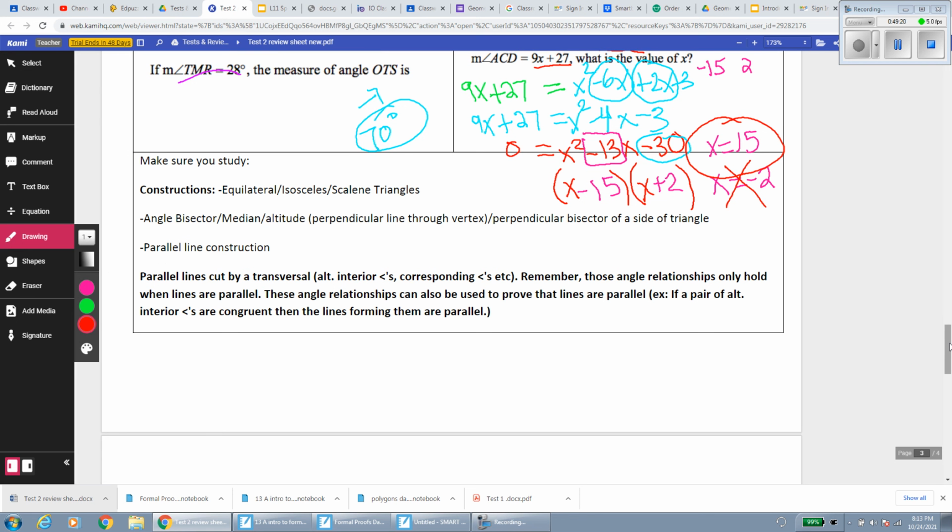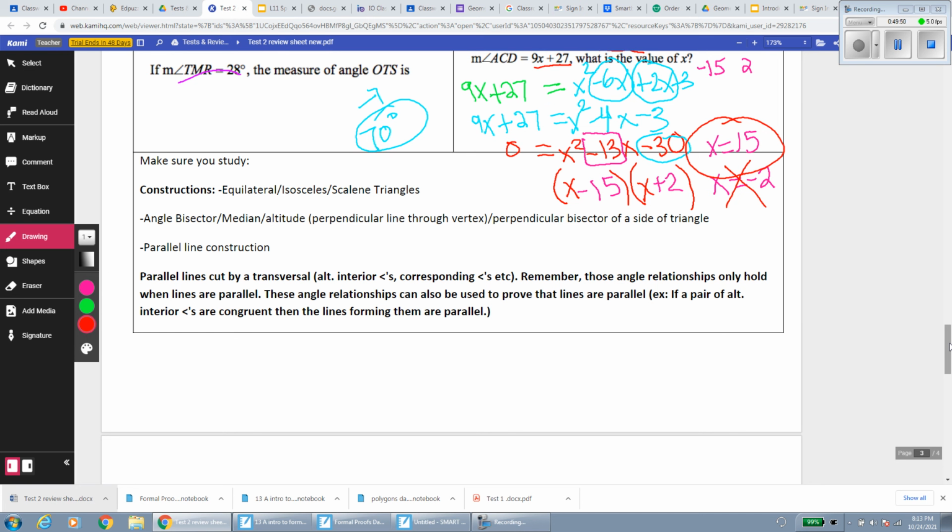Make sure that you also study constructions of equilateral, isosceles, and scalene triangles. Constructing angle bisectors, medians, altitudes, and perpendicular bisectors of a side of a triangle. And also constructing parallel lines. All of those constructions can be found in the constructions Edpuzzle video that is posted under the resources section.